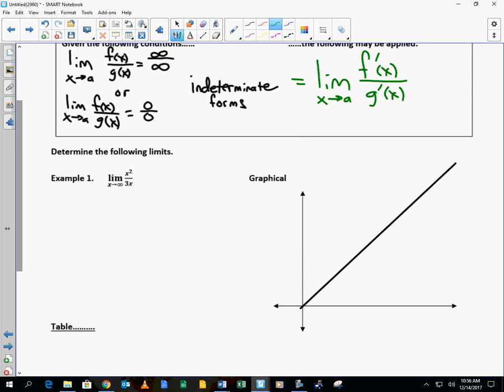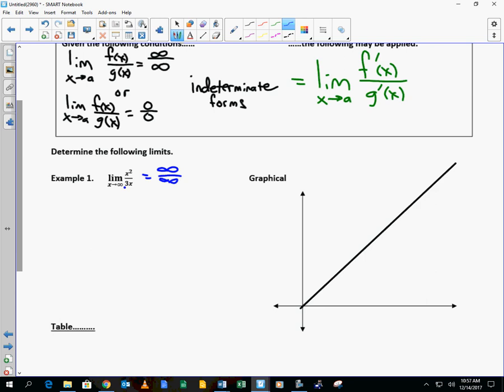For example, look at something we already know how to simplify. Pretend you don't know how to cross off the x's. If we were to plug in infinity to the top, you would get infinity. Plug in infinity to the bottom, you get infinity. That's an indeterminate form.